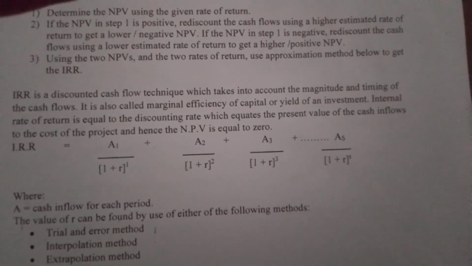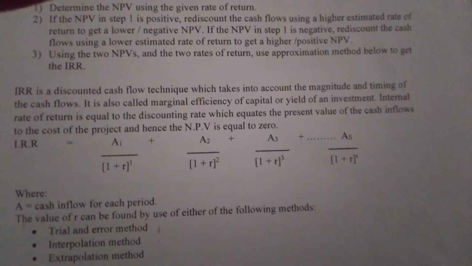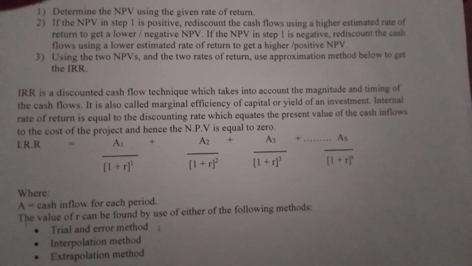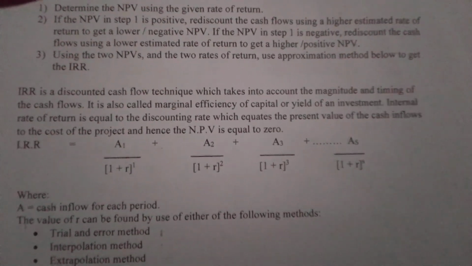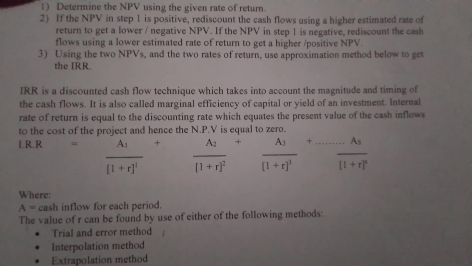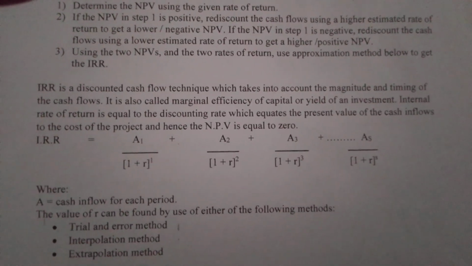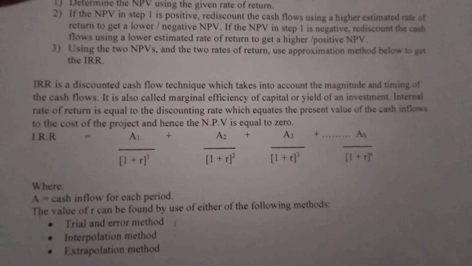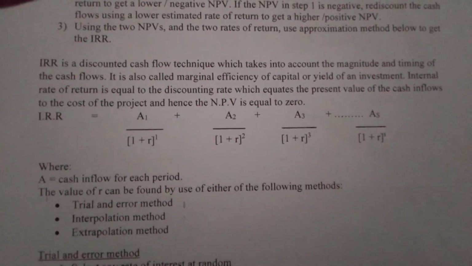Then if it gives you a negative NPV, that is step number one, you rediscount the cash flows using a lower estimated rate of return to get a higher or positive net present value. Then you use the two net present values and the two rates of return to do what we call interpolation.